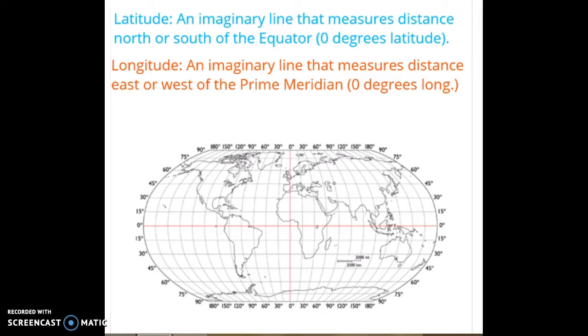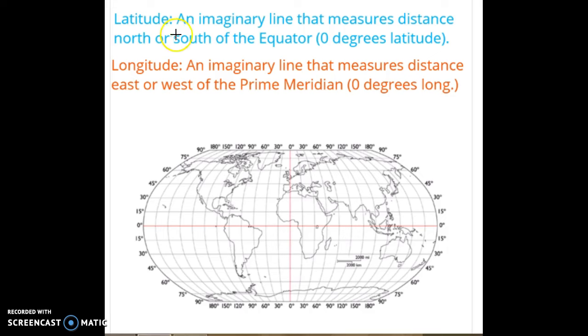Our goal is to be able to correctly use latitude and longitude and to map latitude and longitude coordinates on a map. I noticed that there was some confusion on how to label a map when we don't have zero, or when we don't have north, south, east, or west behind the degrees. So this is a quick review.